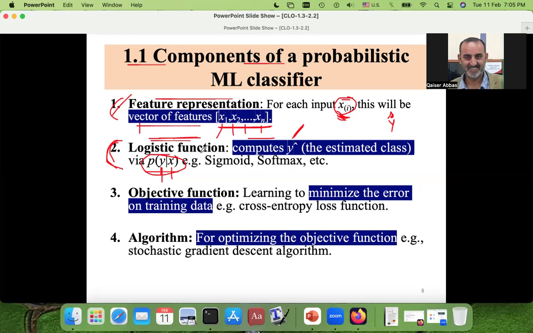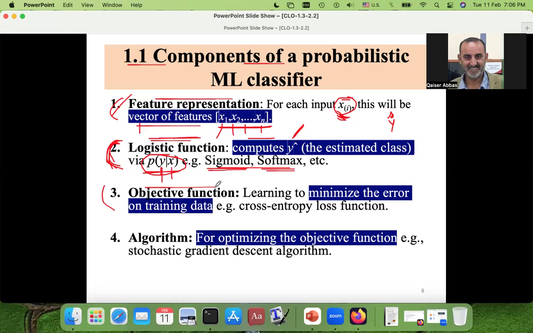So logistic regression is what? It is an equation which will compute the probability for the target class. So that equation would be called a logistic function. Here we can use the sigmoid equation, the softmax equation, etc. I'm just giving examples here, okay? You have to compute probability, and then probability through sigmoid or probability through softmax. Number 3, the third component of the probabilistic model: the objective function.